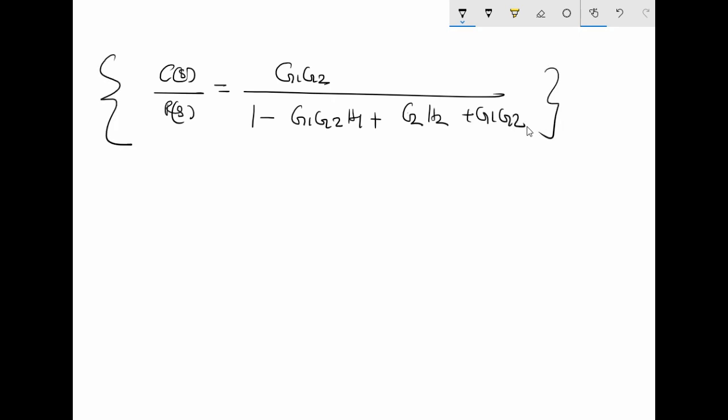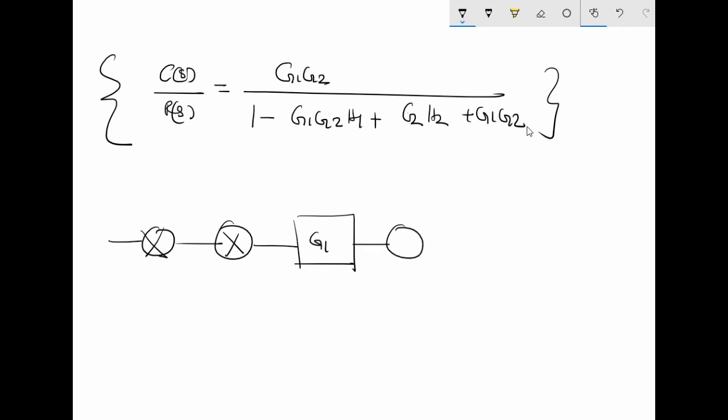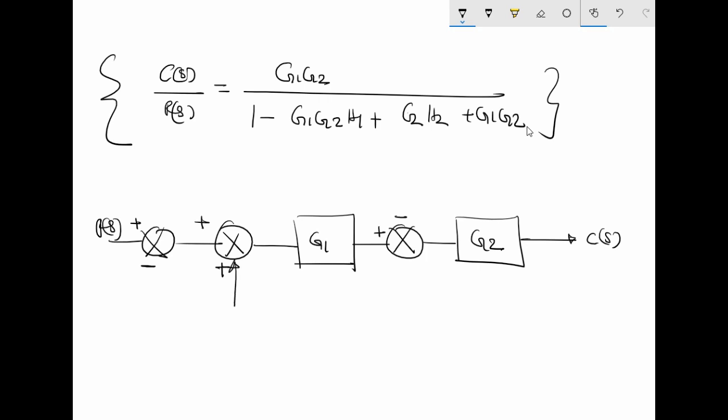So if you look again, my initial diagram was something like this. Here was my input signal, then there was again a summing point, then there was G1, then there was again a summing point, then there was G2, and then there was CS, my output. This was my input. So this was plus here, this was minus here, this was plus here, this was again plus here, and this was minus here, and this was plus here, and I had a feedback coming here.